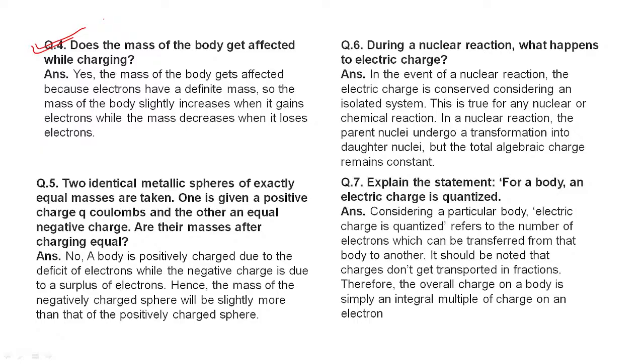तो भाई नहीं होंगे. No, a body is positively charged due to the deficit of electrons, while a negatively charged body is due to the surplus of electrons. Hence, the mass of the negatively charged sphere will be slightly more than that of a positively charged sphere. Right?